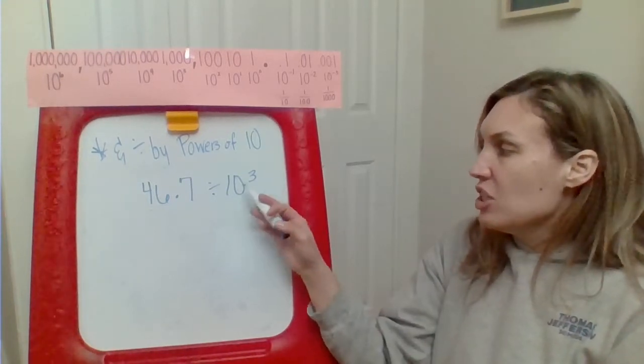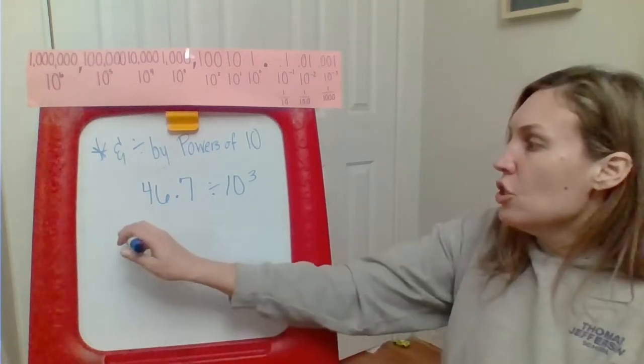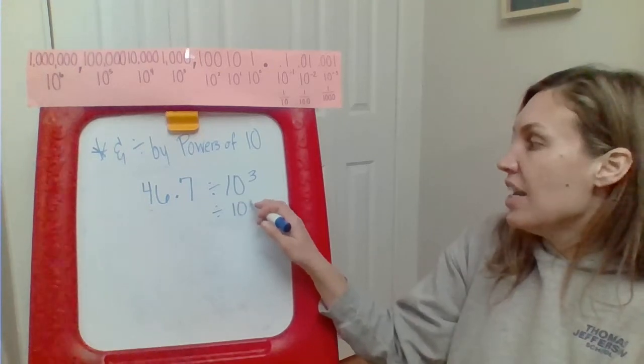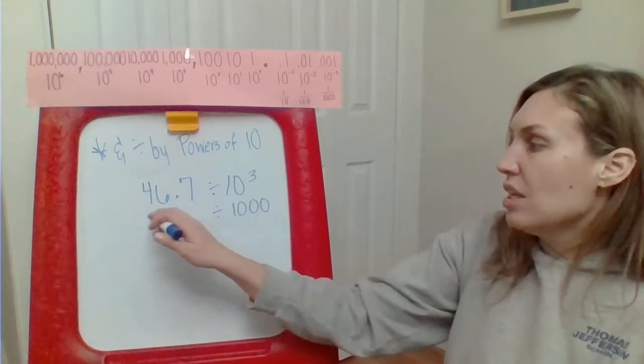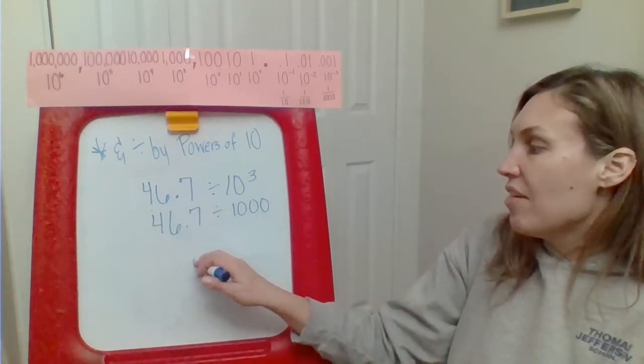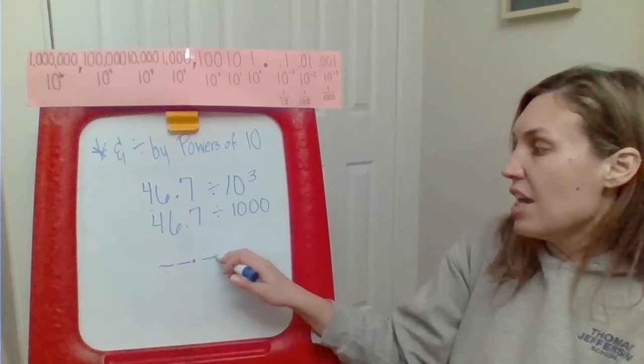Now, we know division doesn't give us this idea of just adding the 3 zeros. So what is 46 and 7/10 divided by 1,000? If I have my decimal point in the same place, 46 starts there.